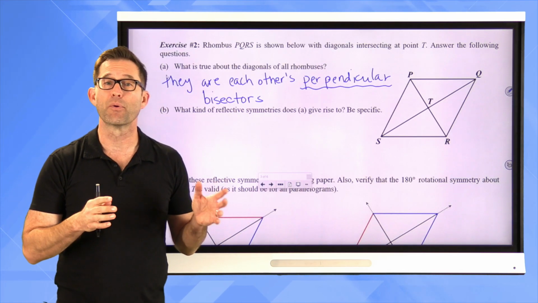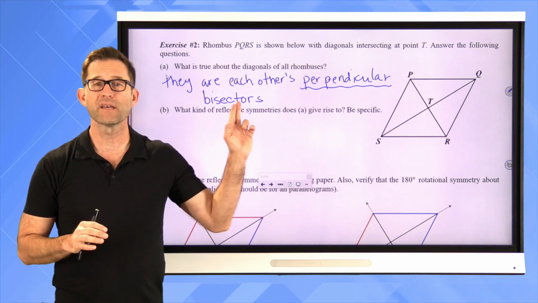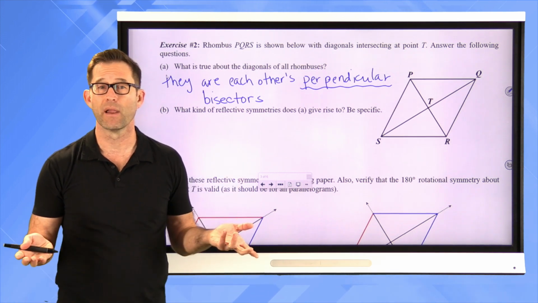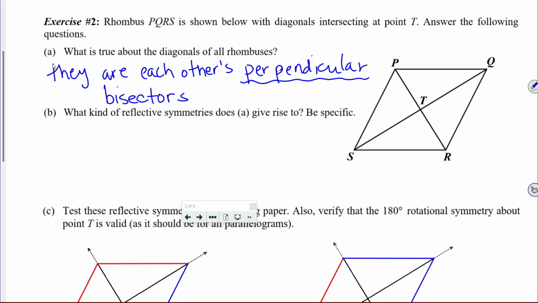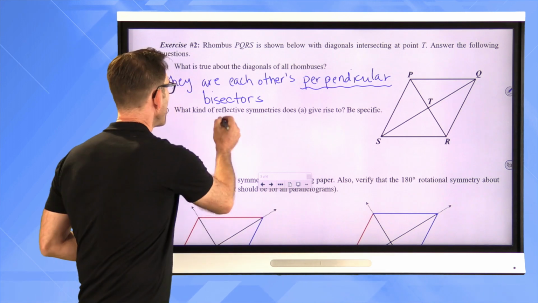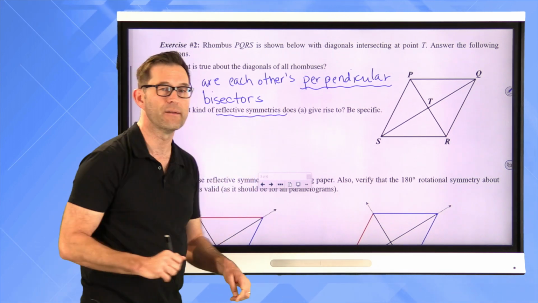Now again, what really makes the rhombus stand out as opposed to a generic parallelogram is the fact that the diagonals are perpendicular to each other. The bisector part comes from the fact that it's a parallelogram in the first place. Now let's take a look at letter B. What kind of reflective symmetries does A give rise to? Be specific. Reflective symmetries now, not rotational, but reflective, right?